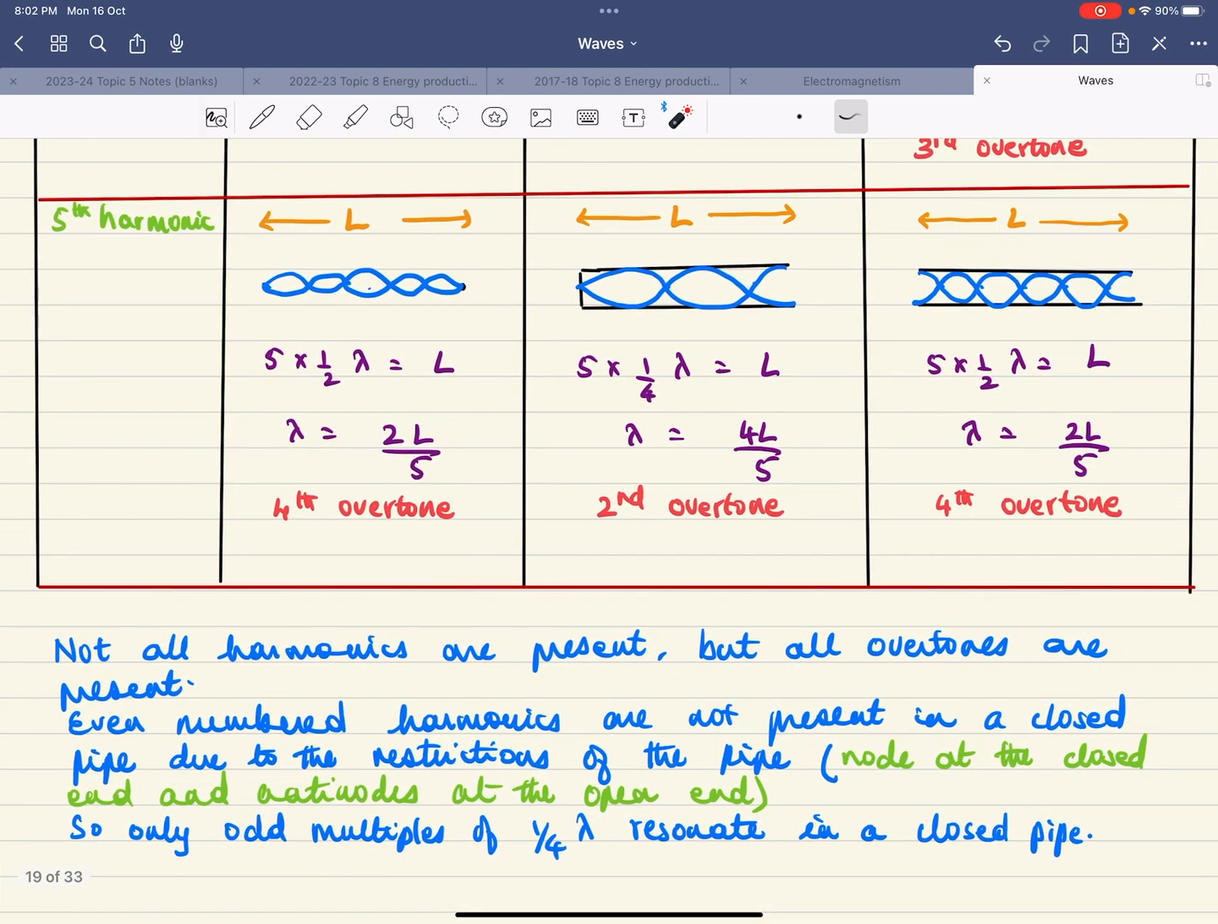So not all harmonics are present, but all overtones are present, and even numbered harmonics are not present in a closed pipe due to the restrictions of the pipe, because it has to have a node at the closed end and antinodes at the open end. So in a closed pipe, only odd multiples of quarter wavelengths will resonate.